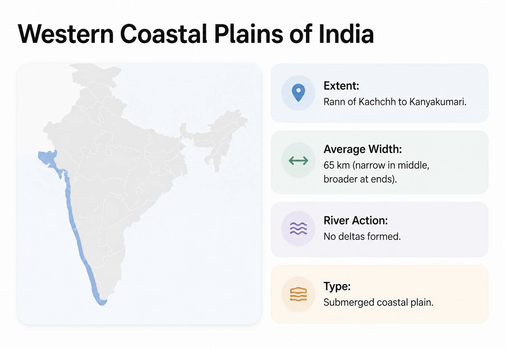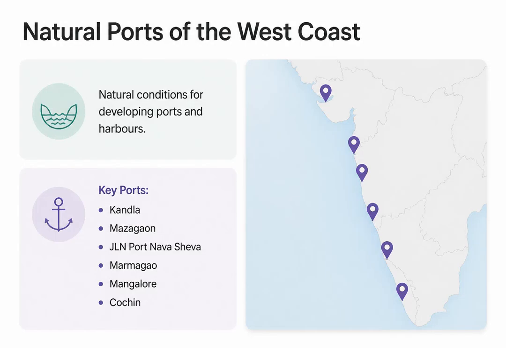Because this is a submerged coastal plain, it forms a narrow belt right against the sea. That submergence we just talked about is a massive economic advantage. The deep waters close to the shore provide perfect natural conditions for developing ports and harbors. This is why the West Coast is dotted with major maritime hubs, including Kandla in Gujarat, Mazagaon and Navasheva in Maharashtra, Marmagao in Goa, Mangalore in Karnataka, and Cochin in Kerala.